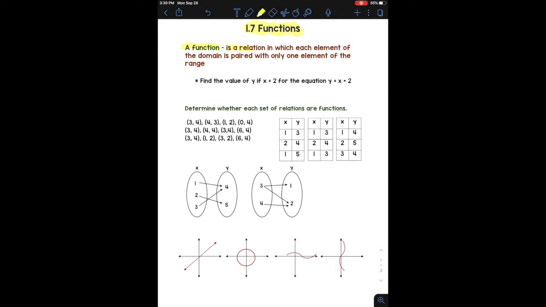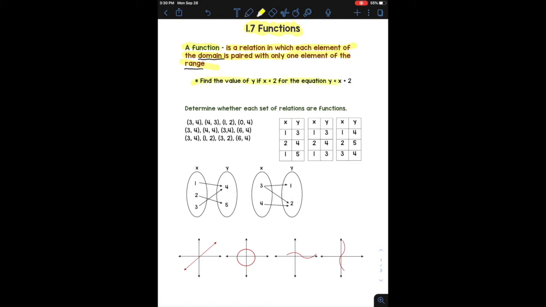A function is a very special type of relation. It's a relation in which each element of the domain is paired with exactly one element of the range. Remember last section when we talked about the two terms, domain and range? Domain were all the x values in a relation, and the range was all the y values. A function has one specific y value for each x value.